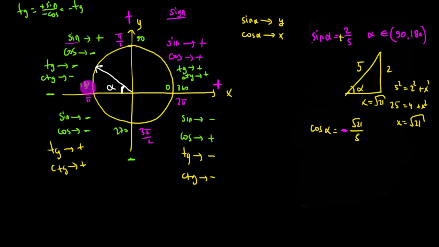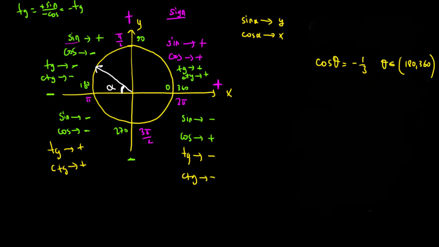Okay, now what is tangent? Yeah, let's take tangent alpha. So we know tangent alpha is opposite over adjacent, yeah, 2 over square root 21. So what is the sign of it? If you look here, it is minus, yeah, so this should be also minus. And cotangent alpha is adjacent over opposite. So if you look here, this should be also minus.